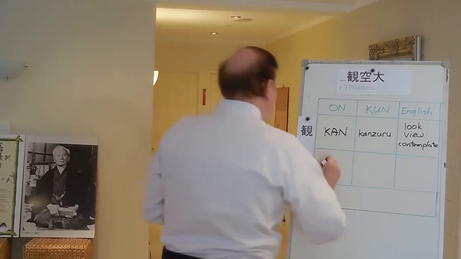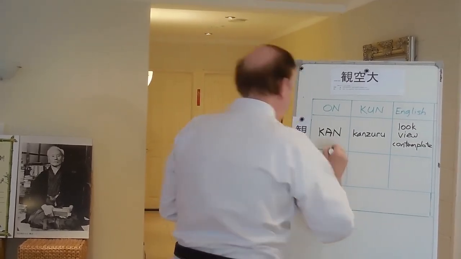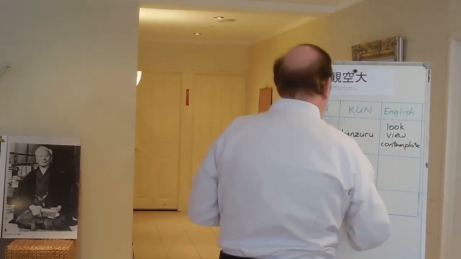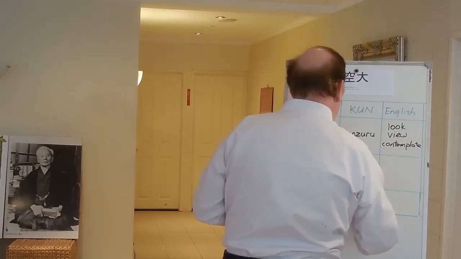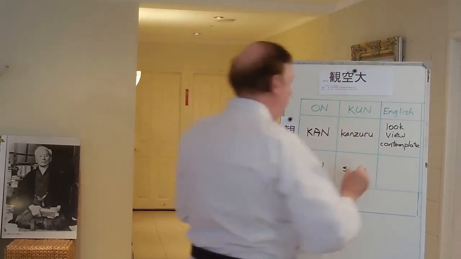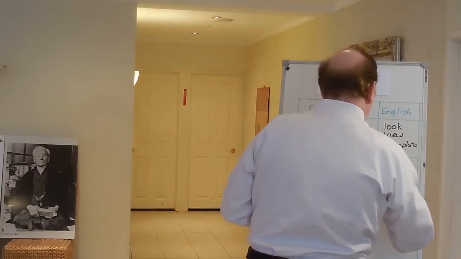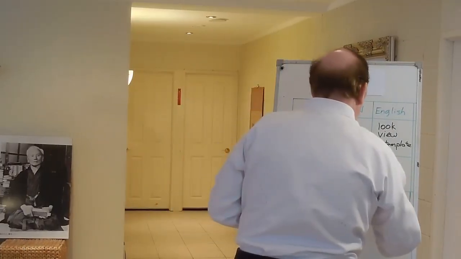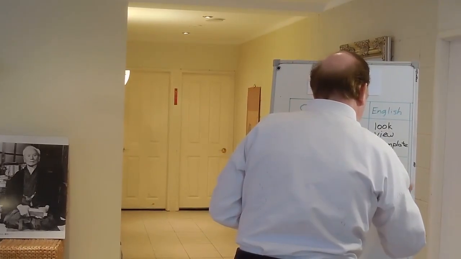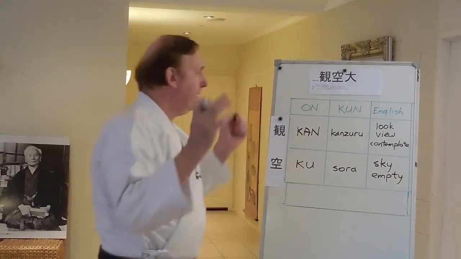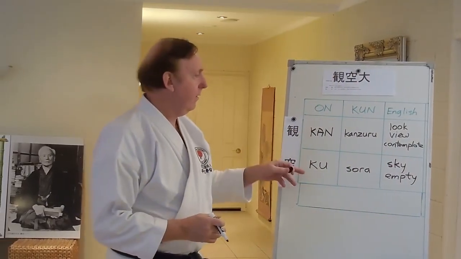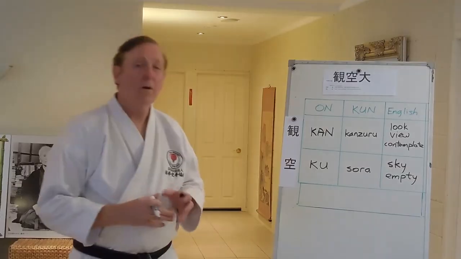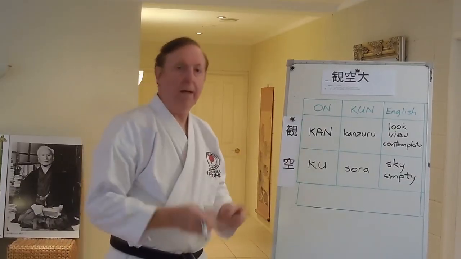And Ku, which kanji you obviously well know from karate, translates as sora, and sora means sky, and the concept of that is that the sky is empty. That's how it's viewed. There's nothing in it, so to speak. Space, emptiness. So Kanku basically means to look at or view or maybe even contemplate the sky or the emptiness.